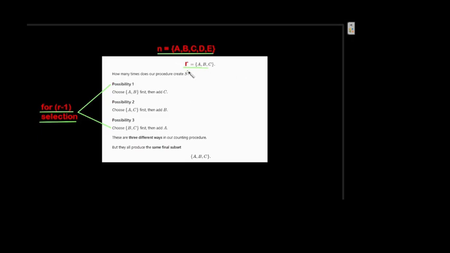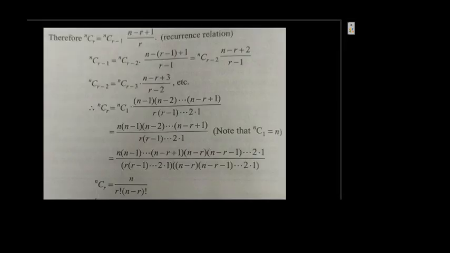This means for a 3 element set, there are 3 duplicates. Then if we choose r elements, there must be r duplicates, which means we have to divide by r to get the final answer. Then the recurrence relation magic will come.